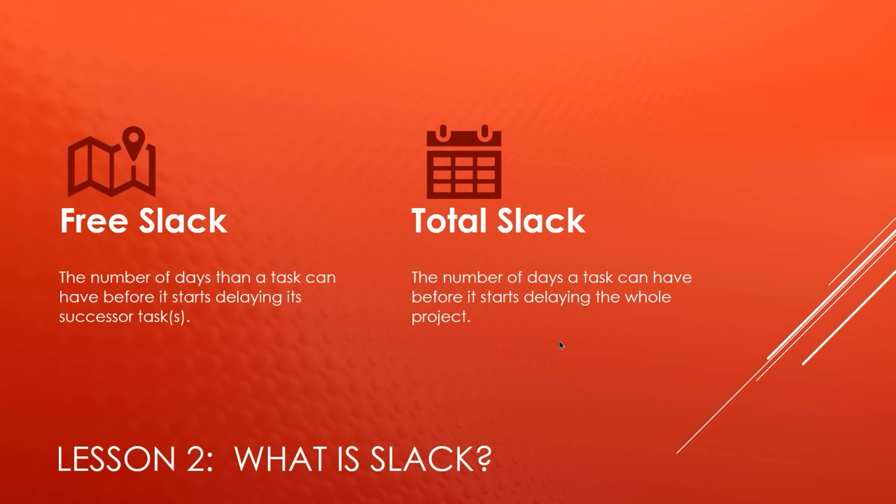Free Slack is the number of days that a task can have before it starts delaying its successor task. So if task 1 is going to be delayed, it could potentially delay task 2 or whatever its successor task is. So free slack would be the amount of wiggle room that it has before it starts delaying its successor task. And then total slack is the number of days a task can have before it starts delaying the entire project. So free slack is task to task. Total slack is task to entire project.